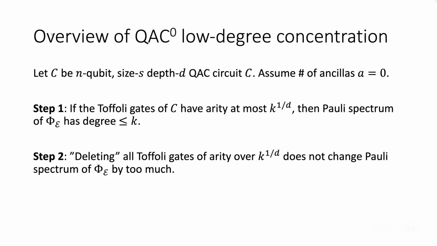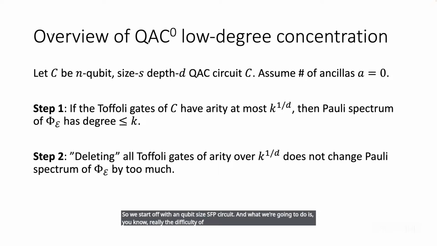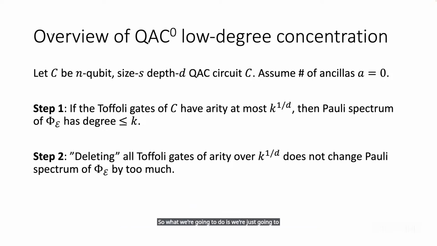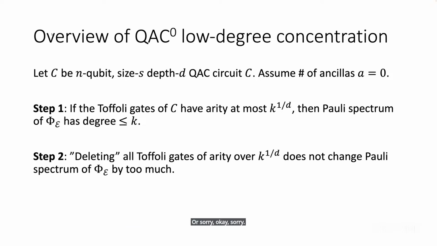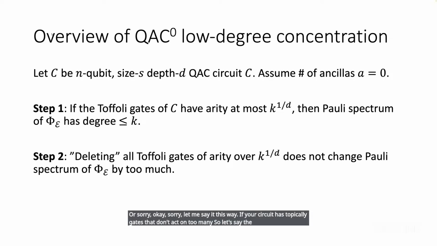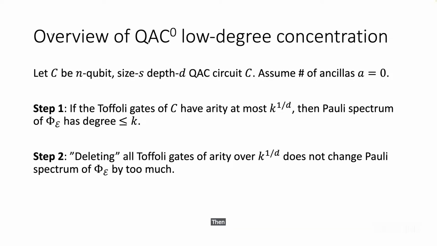Here is a very quick overview of how we prove this low degree concentration. For simplicity, let's assume the number of ancillas is 0. We start off with an n-qubit size s depth d circuit. The difficulty of analyzing these things is the long range gates, the multi-qubit Toffoli gates. So we look at the ones that have large arity. If your circuit has Toffoli gates that act on at most k qubits, then you can show the Pauli spectrum of the circuit has degree at most k.